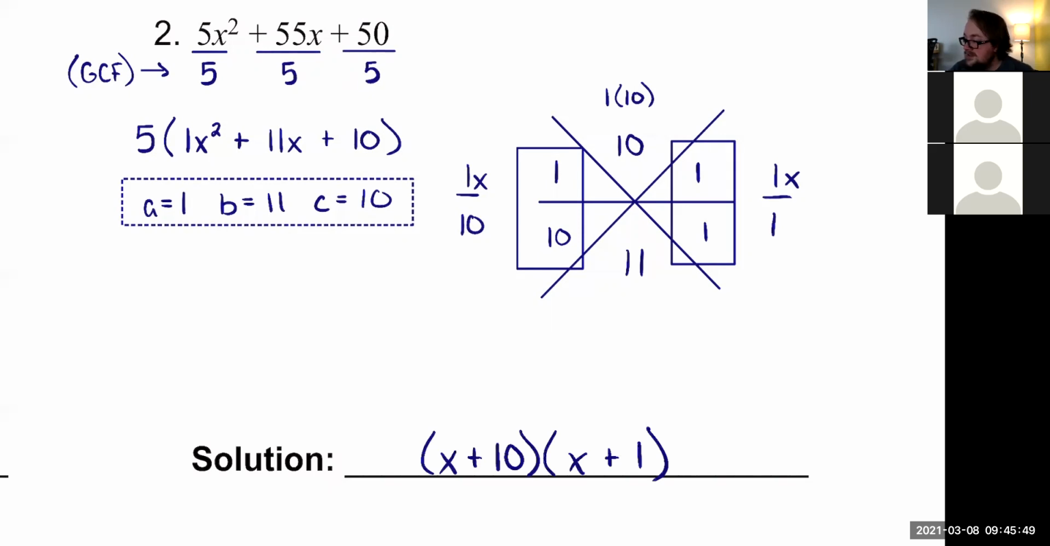Did I forget anything? The 5. The greatest common factor of 5. Don't lose it, because without it, you can't get all the way back to the original problem. So you set it aside early on. Don't forget to bring it back for your final solution.